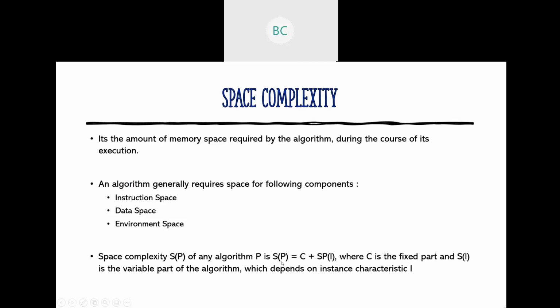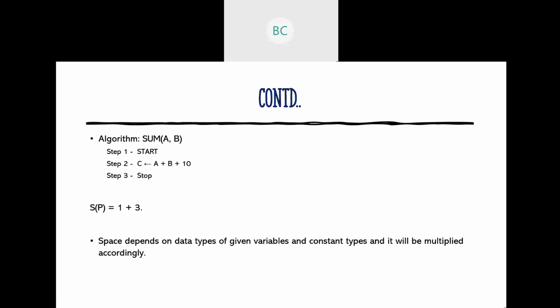SP, you can just think P is your program or algorithm, then the space complexity of that program or algorithm you can represent as C plus SP(I). C is the fixed part and SP(I) is the variable part of the algorithm, which depends on the instance characteristics I. So you can see the example here.